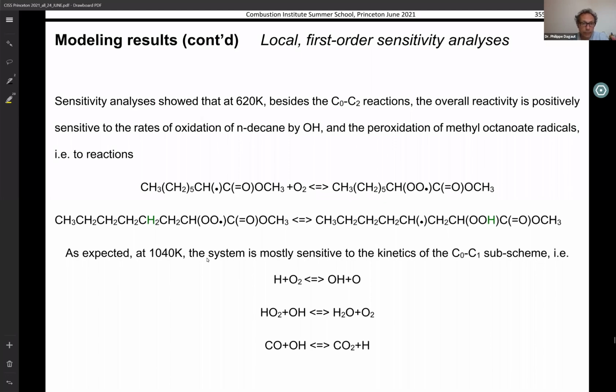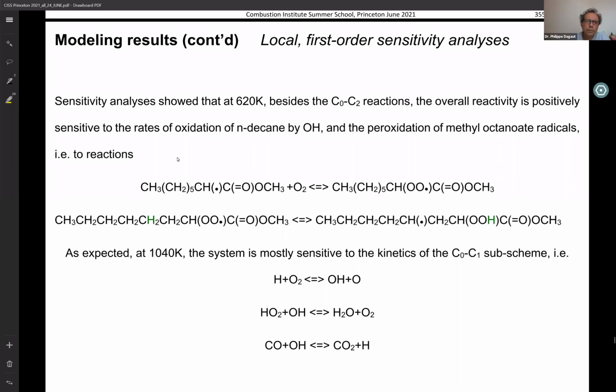And at higher temperature, so this was at 620 K, of course, we get back to these three main reactions here. Main branching reaction, H plus O2 giving OH plus O, the reaction of HO2 with OH, and the oxidation of CO to produce CO2 and H.